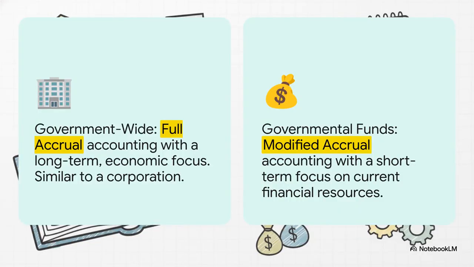Next up, we have the basic financial statements. You'll generally see two flavors. You've got the government-wide statements, which use full accrual accounting, like a regular business, because they're focused on the long-term economic picture. Then you have the governmental fund statements, which use modified accrual. Why? Because their focus is on the short term, on what's available to spend right now.